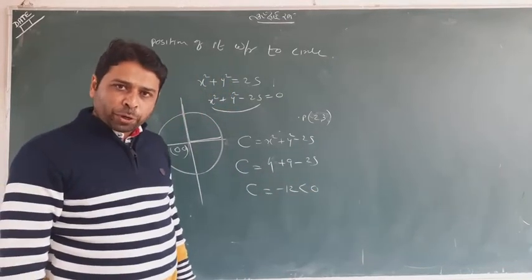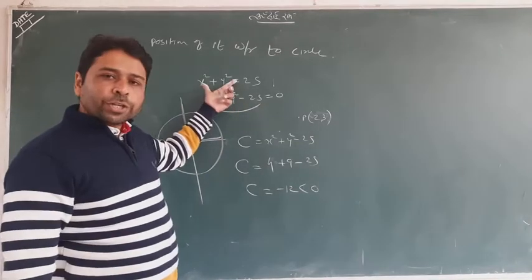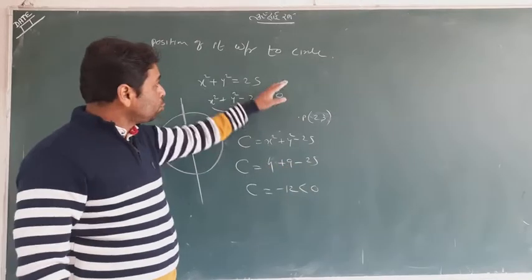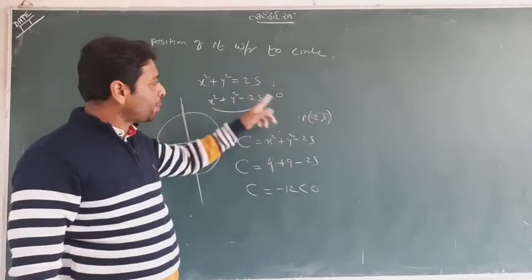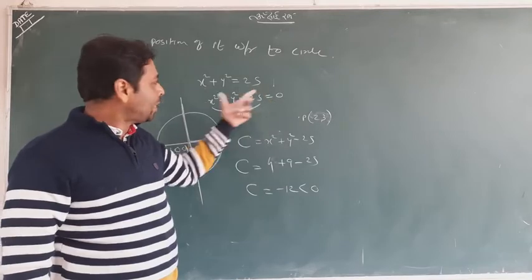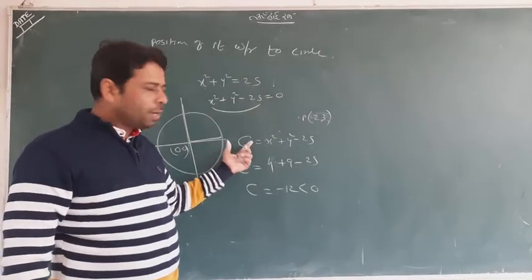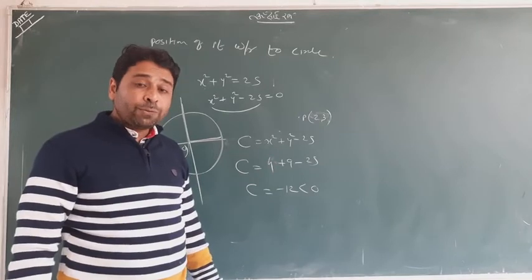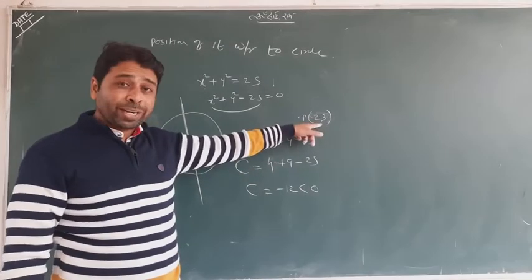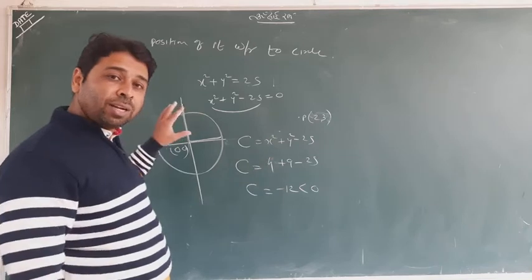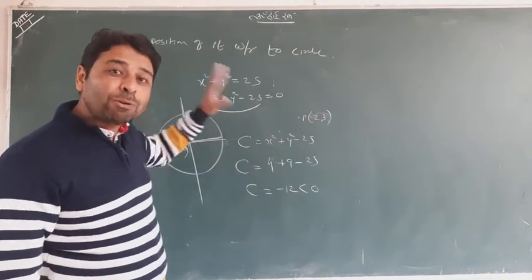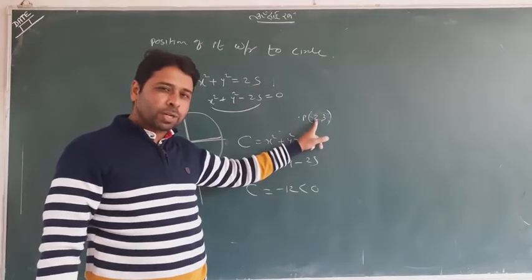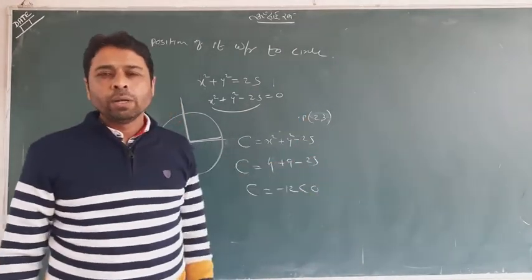Now let me come to the point. Whatever the equation is, small or big, no matter, first you transfer all the terms to the left hand side and make it equal to 0. Then you say it is C. Even though I took a very small equation, you can also take a long equation. If you are told to find the position of any point with respect to a circle, whether it is lying on the circle, inside the circle or outside of the circle, you put the point in the circle. Instead of x, you put the first coordinate, instead of y, you put the second coordinate.